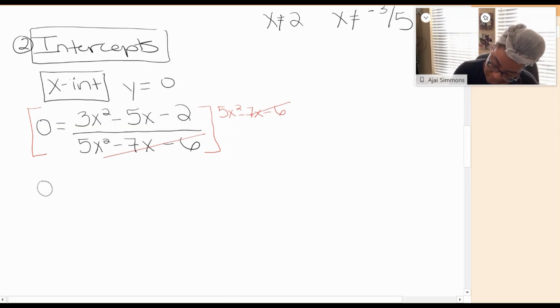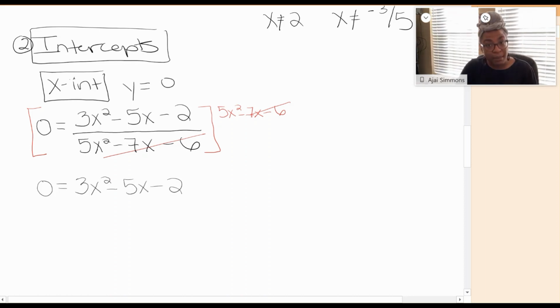So you get 0 is equal to 3x squared minus 5x minus 2. You multiply by the LCD, the denominator will cancel out. The more you do this, the more you're going to realize all you're doing is just slashing out the denominator and setting the top equal to 0. It's the same routine every time. So now I have to solve for x, which means I have to go through and factor again, do the AC method.